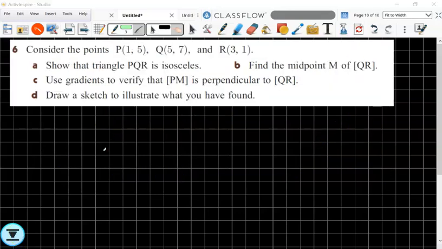Consider we've got 3 points. Show that the triangle PQR is isosceles. Don't really want to draw and then measure the line. So for starters, what's so special about an isosceles triangle? Two equal sides. They're not all equal. If they're all equal, that's an equilateral, okay? So in order to prove that it's an isosceles triangle, we either prove that 2 sides are the same or the bottom 2 angles are the same.